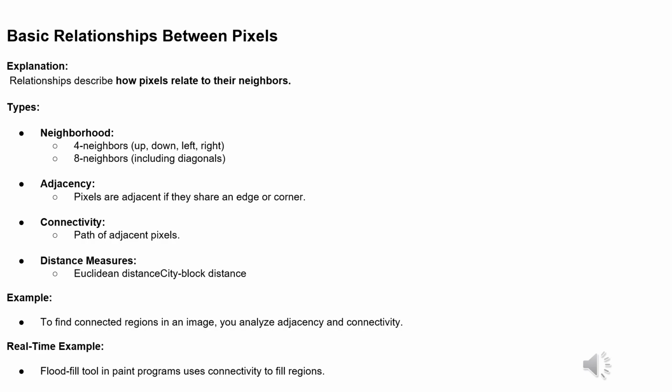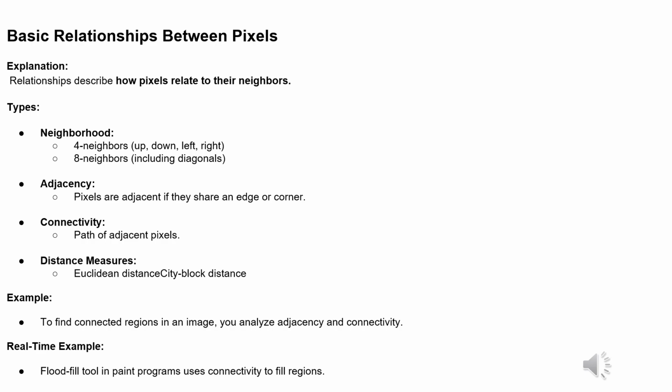Let us understand basic relationships between the pixels. Relationships describe how pixels relate to their neighbors. There are different types of relationships as neighborhood, adjacency, connectivity, and distance. In case of neighborhood pixels, there are two categories, 4 neighbors and 8 neighbors. In case of 4 neighbors, we look for upside, downside, left, and right. In case of 8 neighbors, we include the diagonals as well.